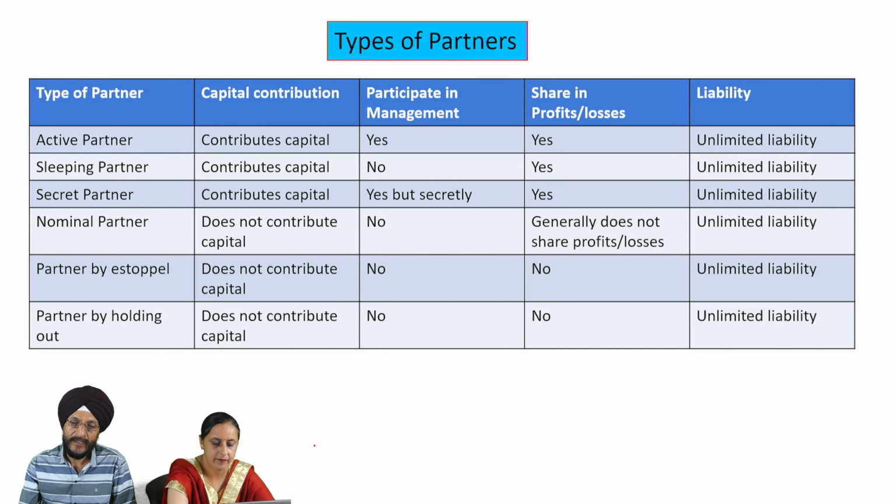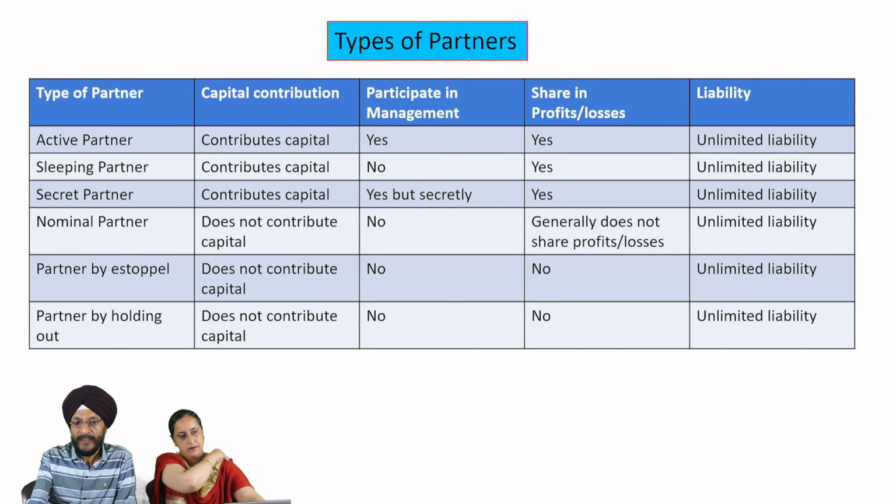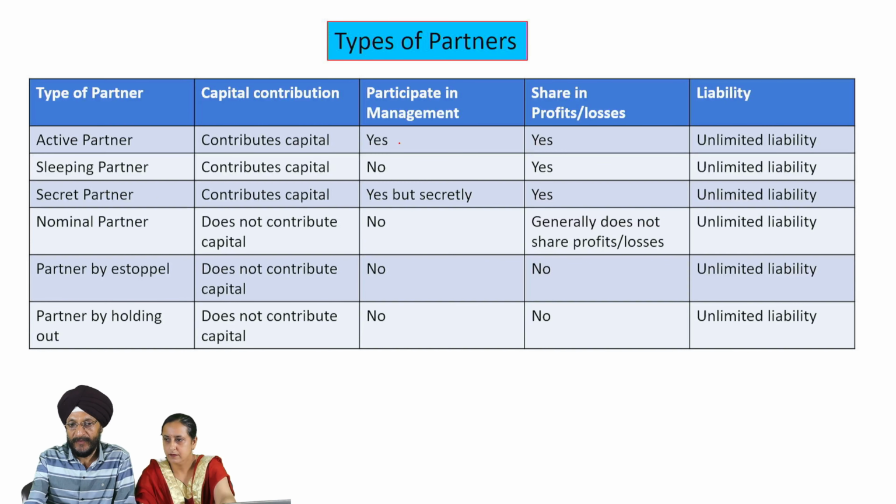Now, let us understand the difference between different types of partners in the shape of a table. First of all is the active partner. Active partner contributes to the capital of the firm. He participates in the daily management of the firm. He has his share in the profits and losses of the firm. Active partner has unlimited liability.